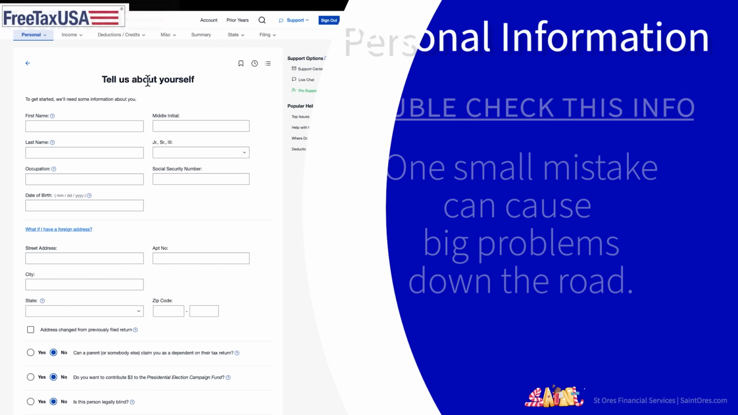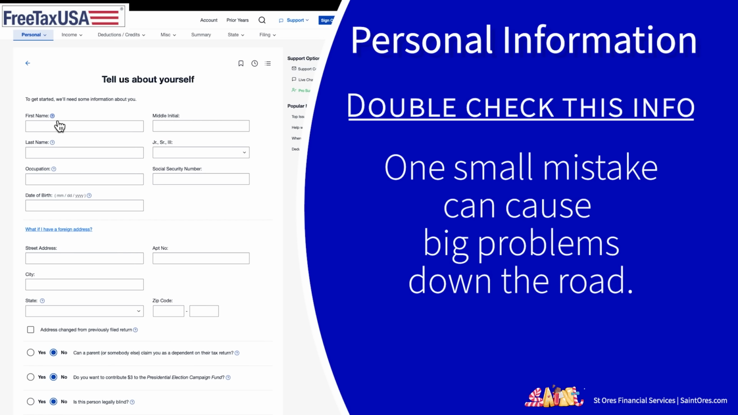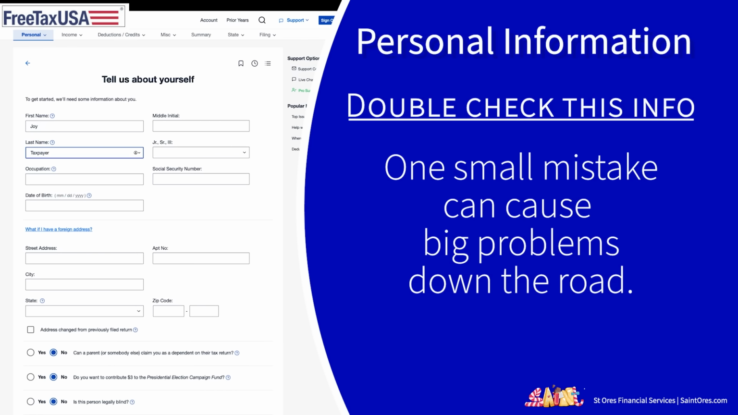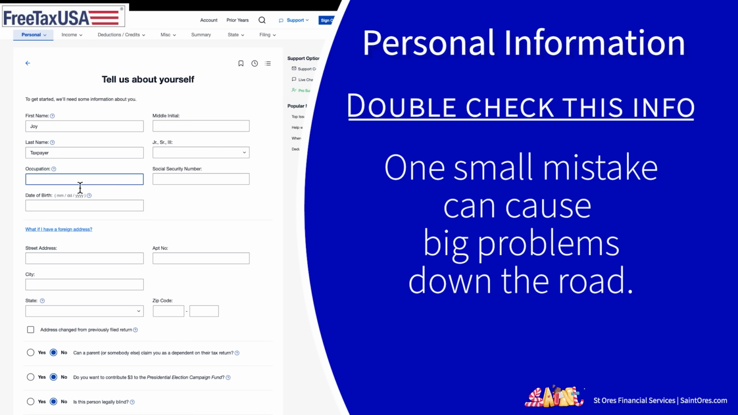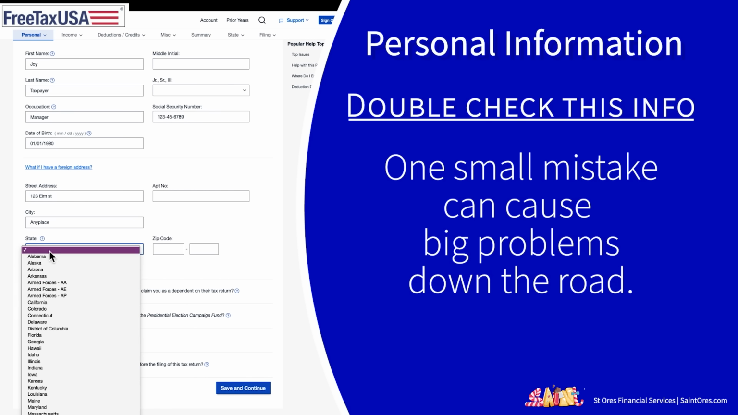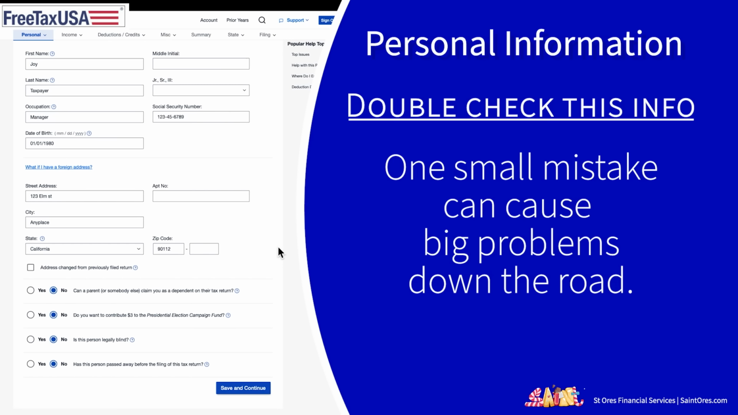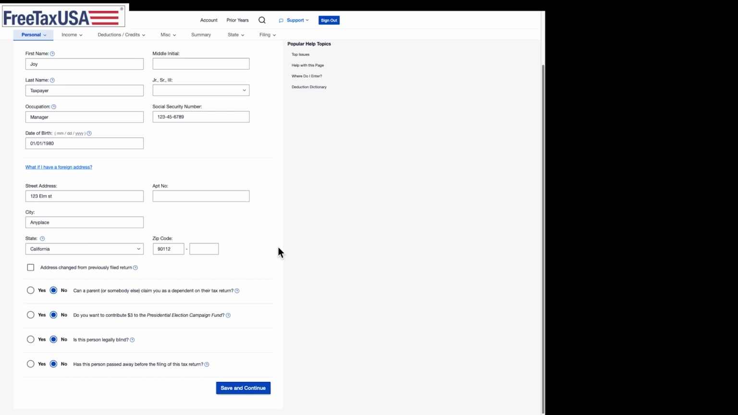Next, they will ask you about your personal information. Your first name, your last name, middle initial, if you have one, your occupation, social security number, your date of birth, street address, city, state, zip code. If your address changed from your previously filed tax return, you're going to have to click the box below the address field and complete additional information.